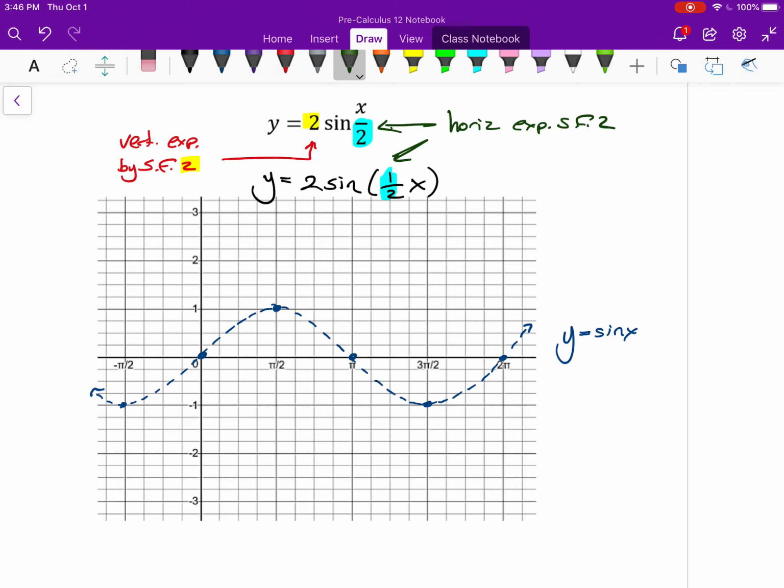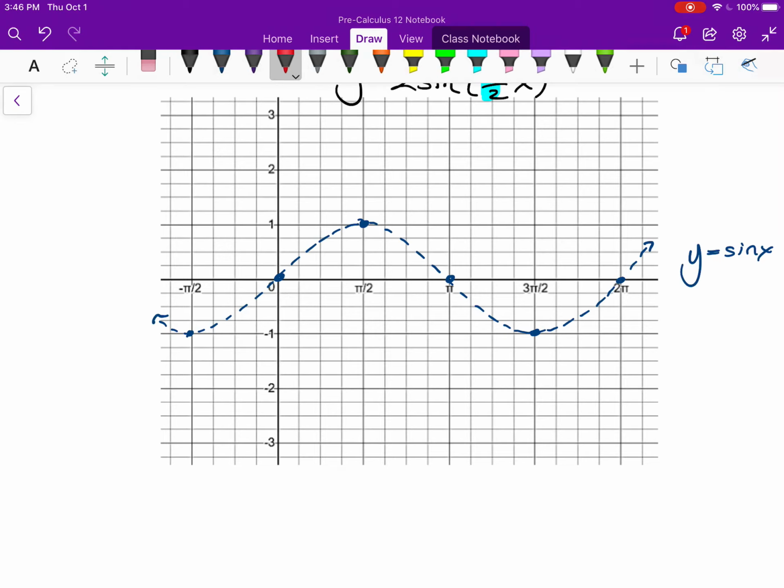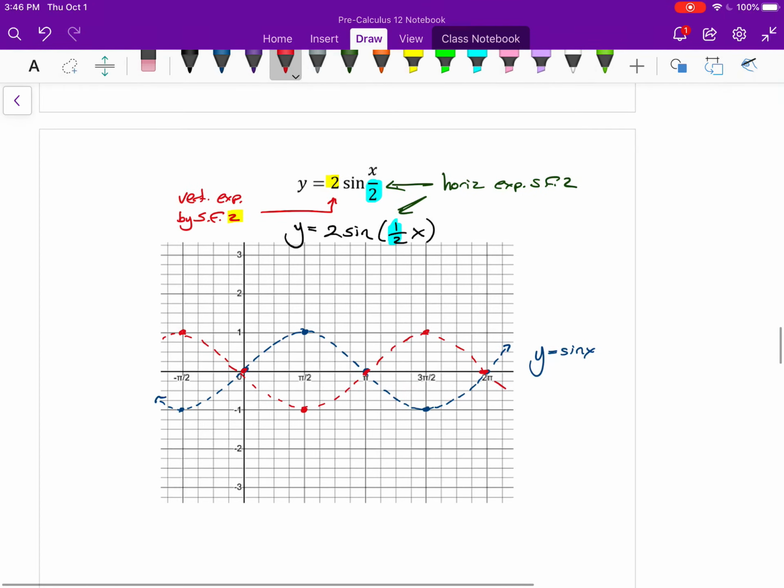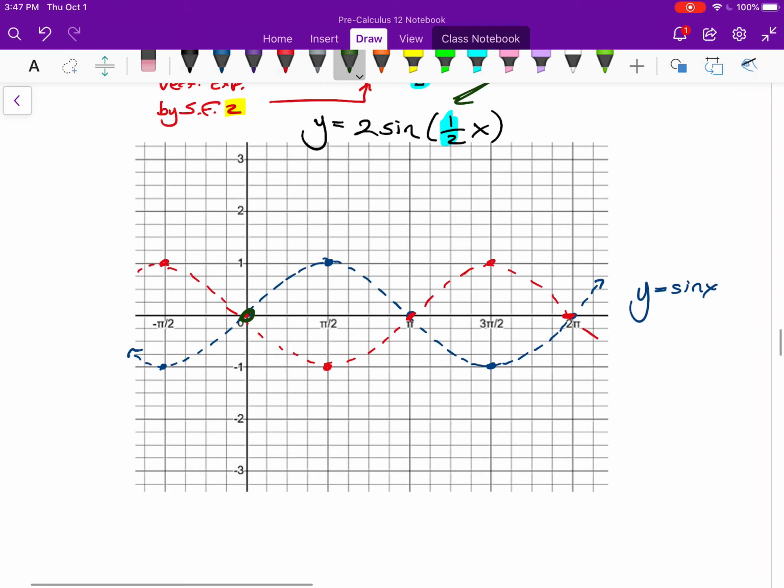I'll do the reflection first, vertical reflection. I'll draw that in red. So I'll have points like this. And now I want to horizontally expand this by a scale factor of 2. And I'll draw this in green. So looking at my graph in red, I want to take all my x coordinates and double them. And so I'll start with 0, 0. That's a nice number. And now this here, I'm going to double it. So instead of being at pi over 2, it's going to be at pi.